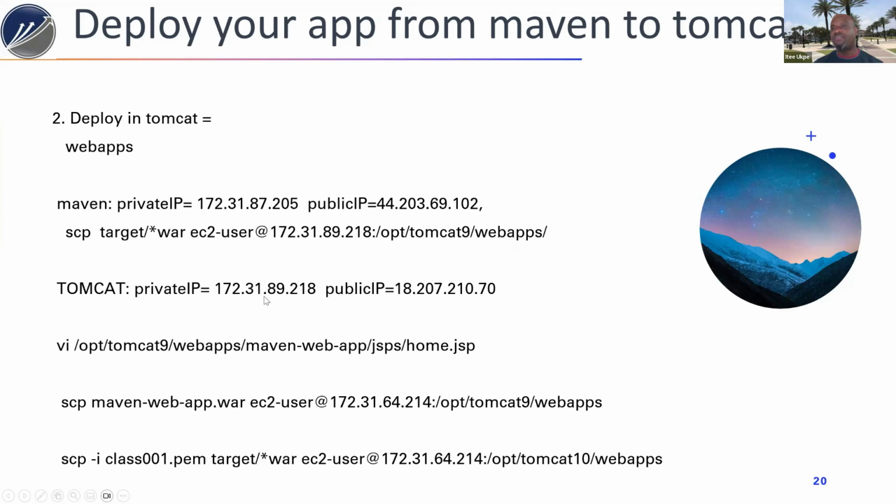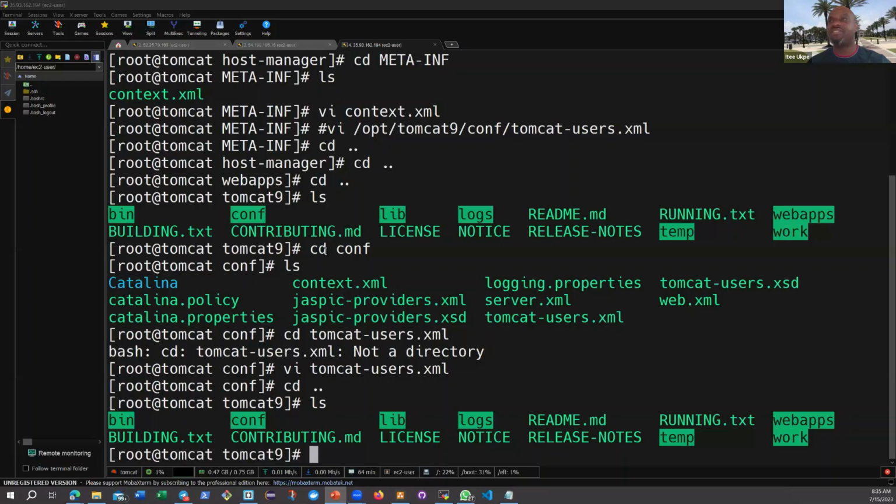So in your Tomcat, you have your private IP and your public IP. What I'm using here is my private IP because my Tomcat server and my Maven server are on the same network. Okay, so let's take a step at that and see how that goes. Let's see if we are able to accomplish that.